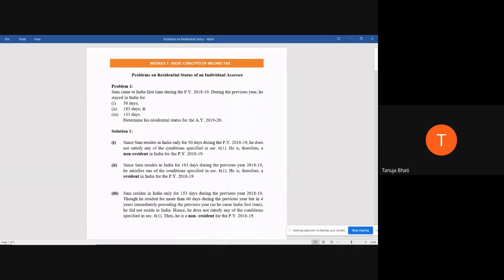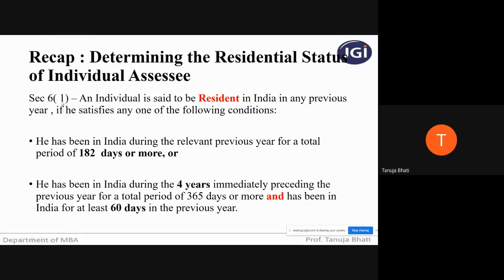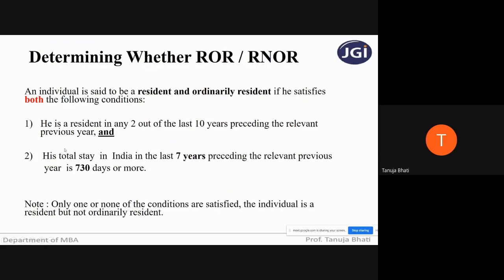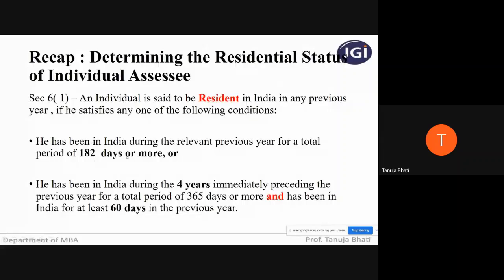2018-19. Now, when you all write it in the exam, I want you all to specify entirely what is section 6 subsection 1. So section 6 subsection 1 is nothing but these two conditions you all need to specify.